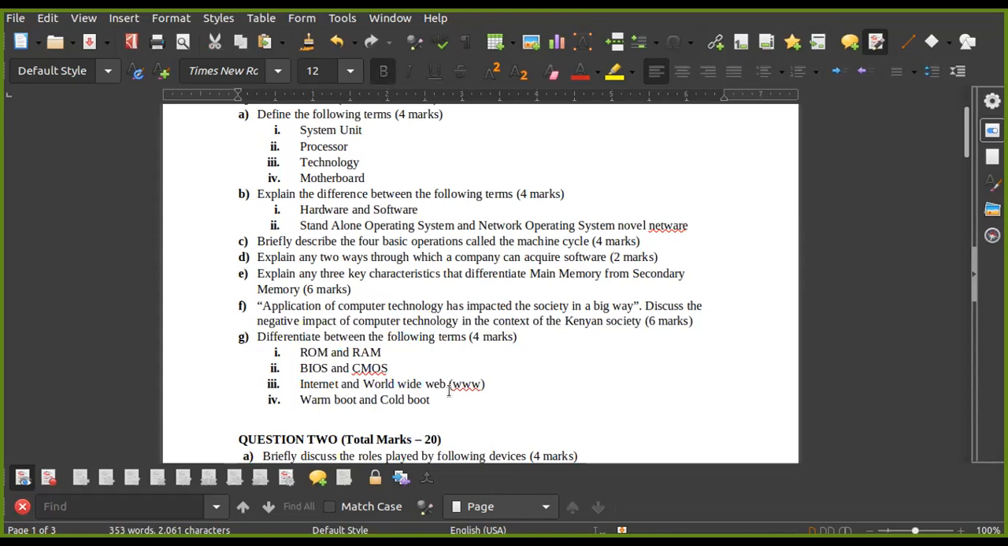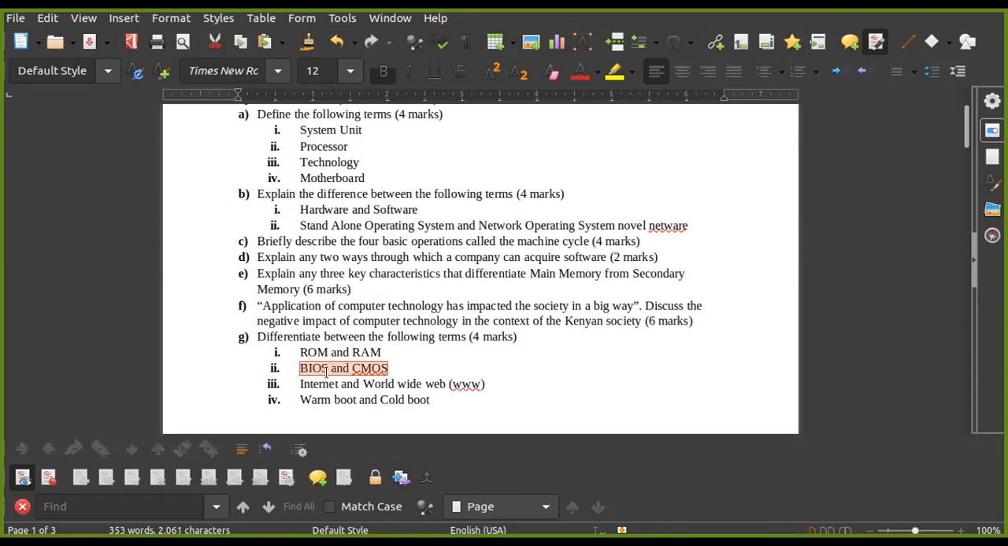Differentiate between the following terms: ROM and RAM, BIOS and CMOS, warm booting and cold booting. Allow me to explain only this one. Basic input output system: when a computer is loading, it must first load the basic input output system. These are just the general instructions provided by the manufacturer to the computer. When it's booting, it must ensure the hard drive is okay, memory is okay, the fan is working properly, your battery, if you have one, is working okay, your graphics card is okay, and all installed software is okay. These are the basic input output configurations.